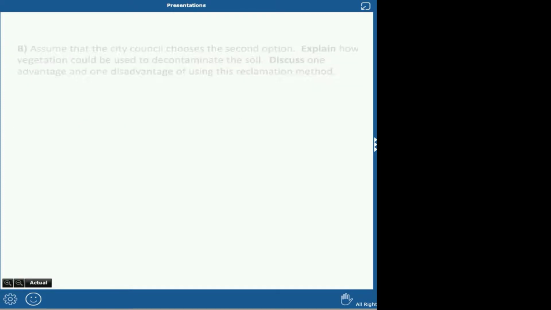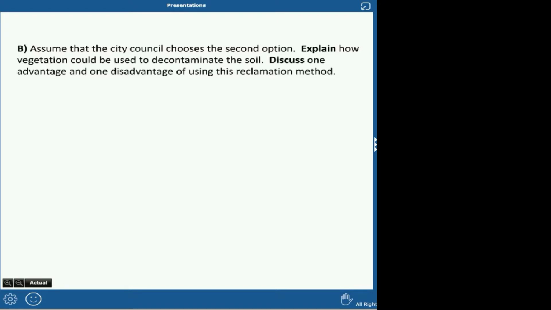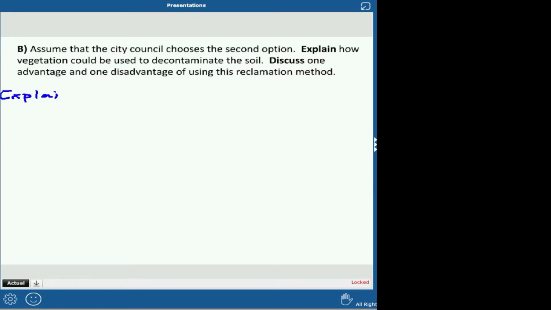Let's try the next method. Okay, so now let's say the city council is going to choose the second option. It wants us to explain how vegetation could be used to decontaminate the soil, and then we need to discuss an advantage and a disadvantage. Okay, so we need to explain how this is going to happen, and then we need to have an advantage and a disadvantage. And notice they said explain and discuss. So that means we can't just identify. We have to talk about it, right? We have to earn our college credit, basically.